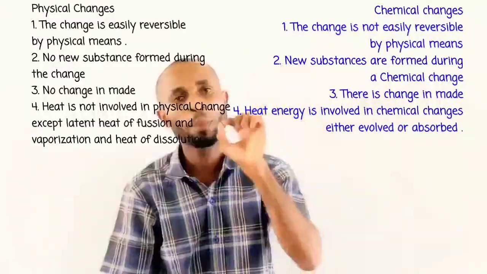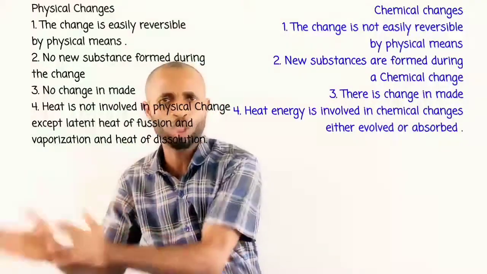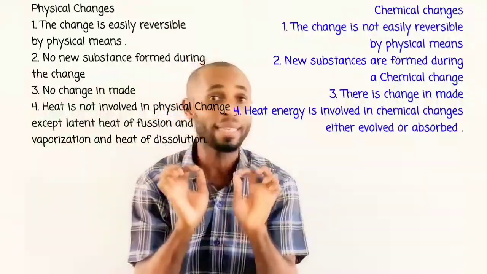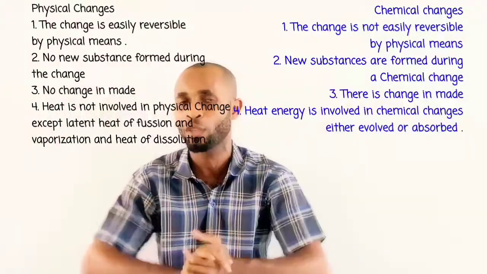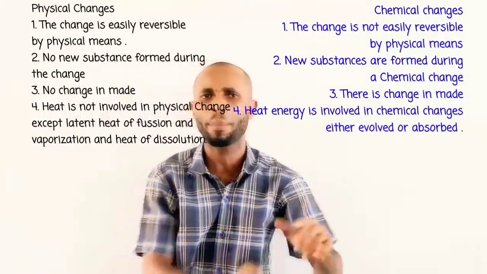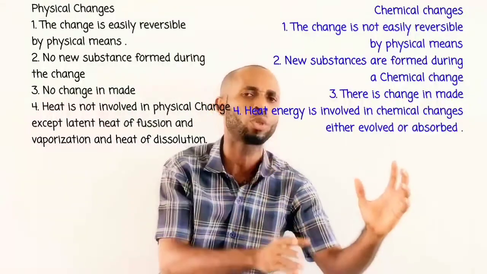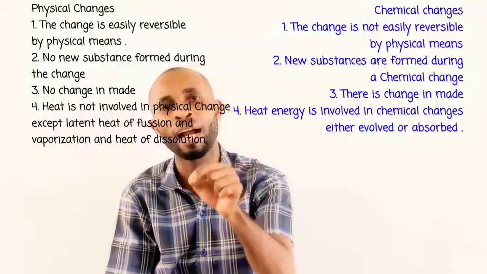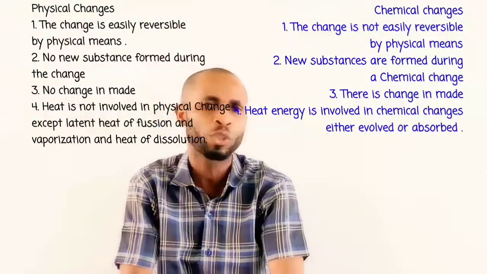I'm going to make use of point 4 of the differences, as you see on the screen. Point 4 reads that during physical change, no heat is involved, except if we are discussing something like latent heat of fusion and latent heat of vaporization. But when we are discussing chemical change, at every chemical change, there is heat change. My question here is, why is it that we have heat change whenever we have a chemical change?